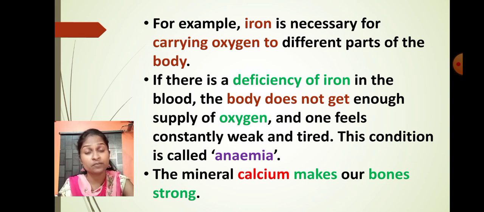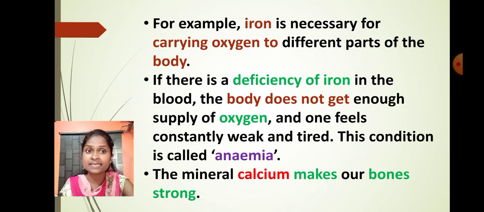And if the oxygen level goes down in your body, if the iron level goes down in your body, then you might suffer from a condition, and that condition is called what? Anemia. What do you mean by anemia? Anemia is a condition where the red blood cell count goes down, and the iron which is present in your body, that level also goes down.